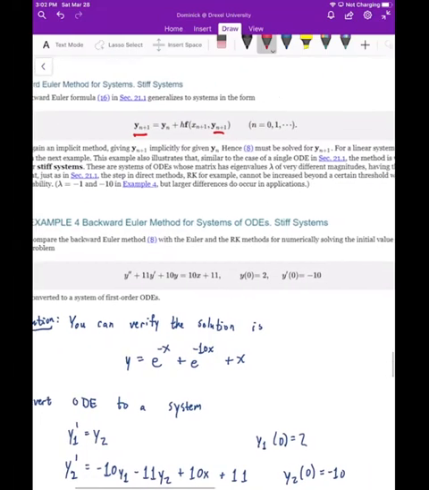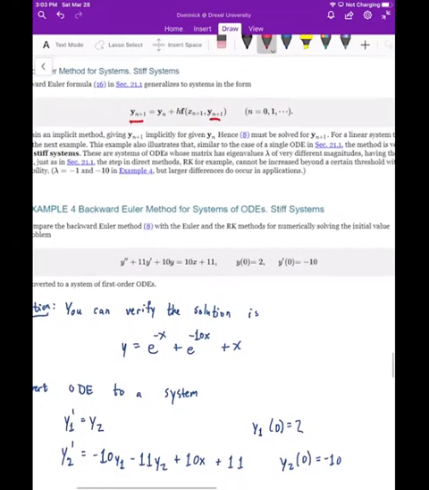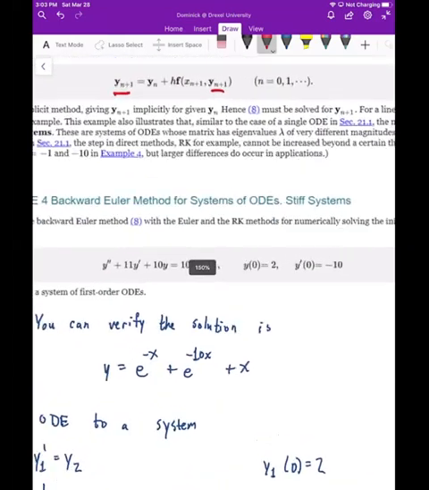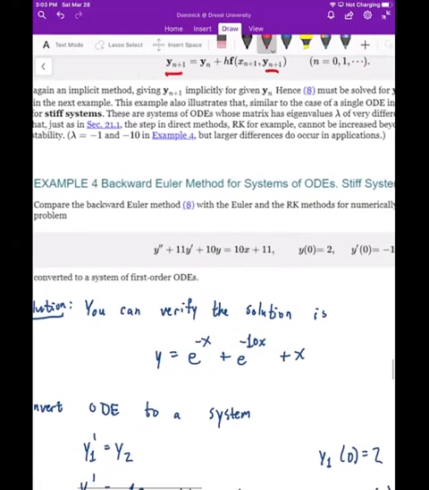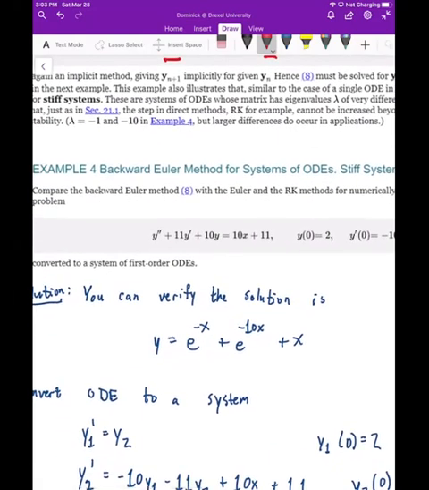Okay. So we're going to solve the initial value problem where we have this non-homogeneous ODE. We have y double prime plus 11y prime plus 10y is equal to 10x plus 11 with our initial conditions of y of 0 is equal to 2 and y prime of 0 is negative 10, right? Now you could verify using previous methods that the solution is e to the negative x plus e to the negative 10x plus x, right? But we're going to show this with backward Euler.